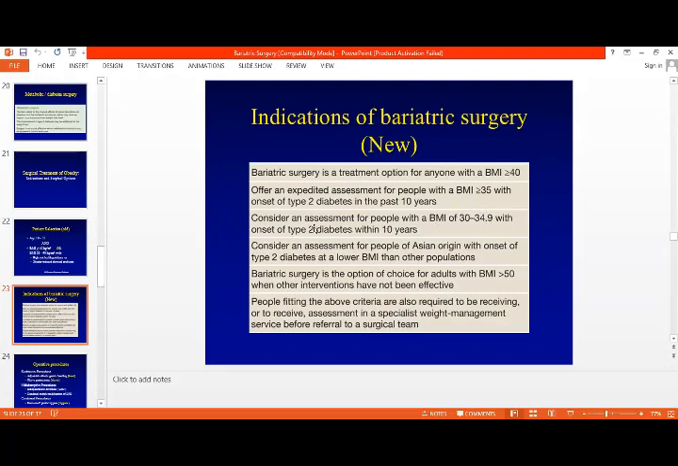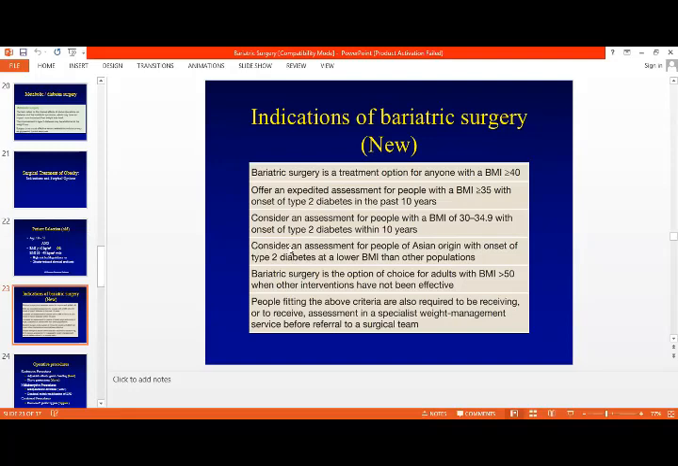The patient has got type 2 diabetes within the last 10 years. Also, in the Asian population, we are prone to type 2 diabetes, hypertension and coronary artery disease more than Western people. So in this condition, if there is a recent onset of type 2 diabetes at a lower BMI, even then we can assess these people for bariatric surgery.